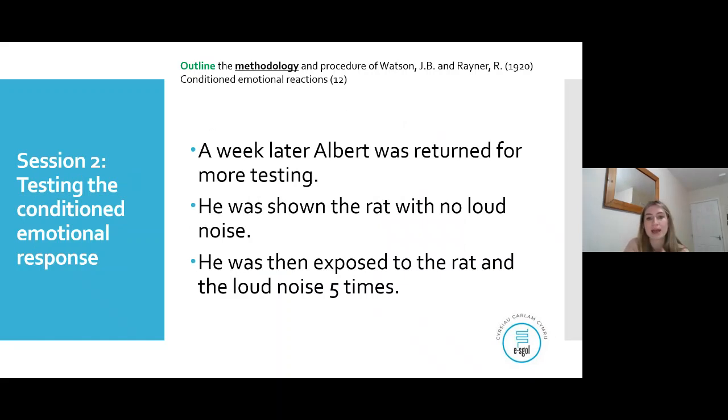A week later, Albert returned then for some more testing. He was shown the rat with no loud noise, and then he was exposed to the rat and the loud noise 5 times. So this is when they really condition that emotional response, okay? They started off by just doing it once after the emotional tests, and the next thing they did was then really instill this fear into him and make him make that association between the two things. So expose the rat and the loud noise to Albert 5 times.